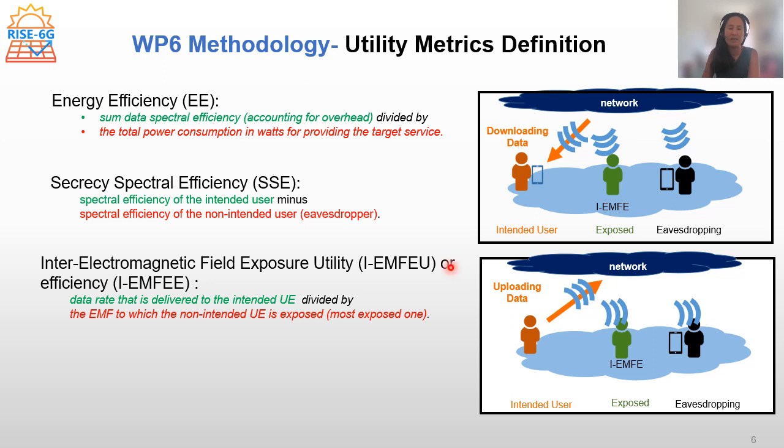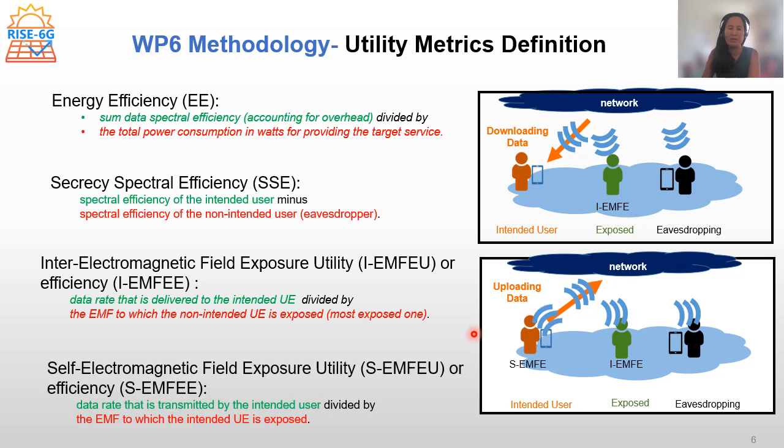Similarly, you can define the electromagnetic field exposure utility or efficiency as the ratio of the data rate at the intended user divided by the exposure at the non-intended user. There is a special case, which is the one of self-electromagnetic field exposure utility or efficiency. In this case, the intended user and non-intended user are the same. The intended user is exposing him or herself with its own uplink data.